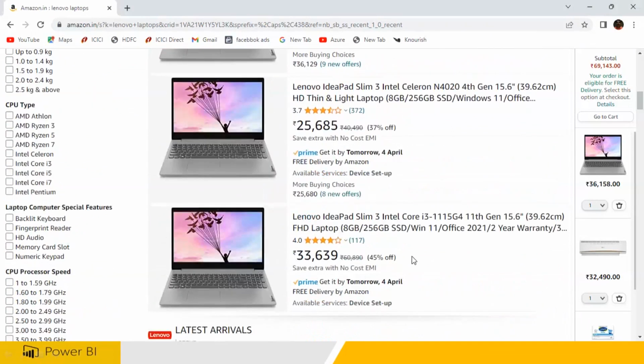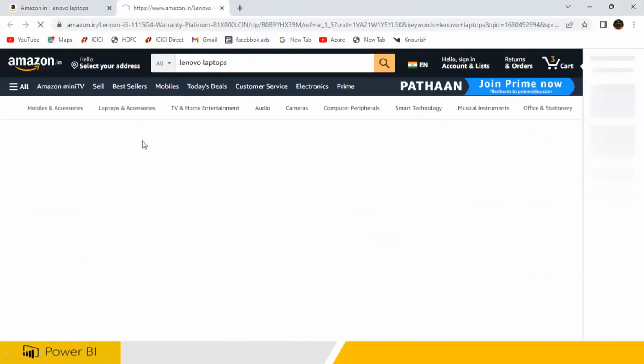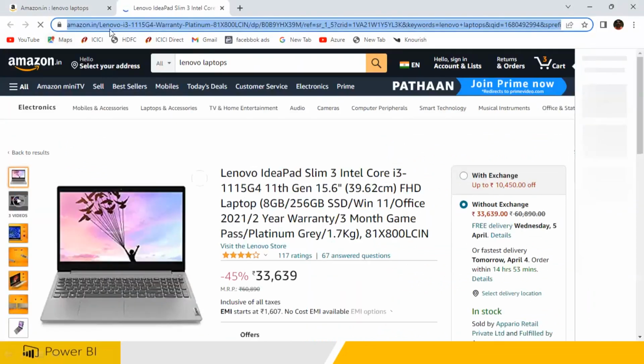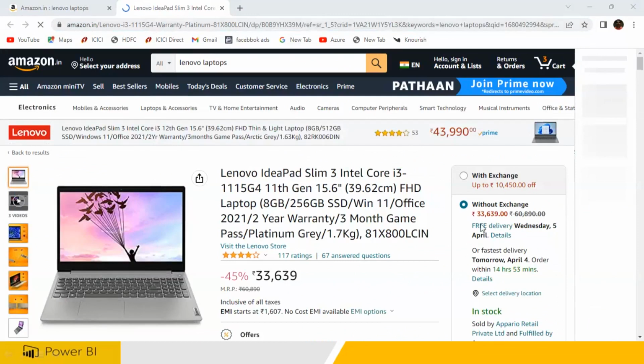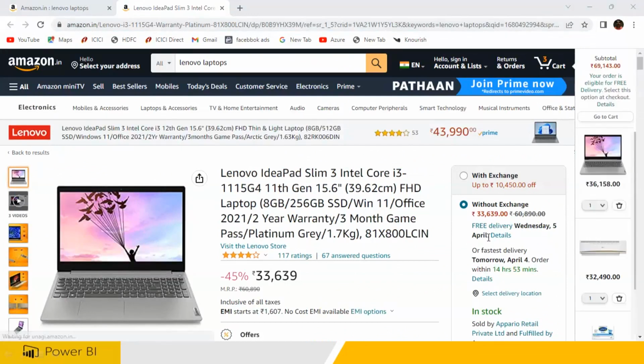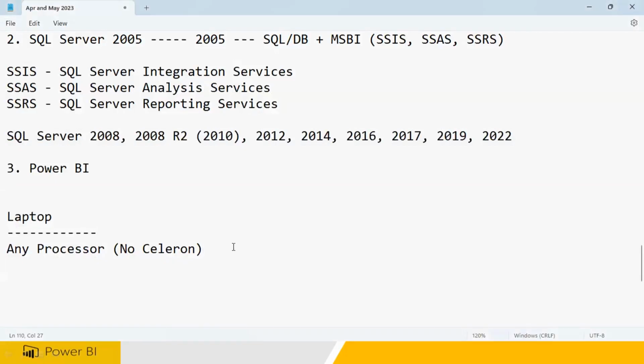You can buy AMD processors. This is also a good laptop, 33,000. So you can also buy this laptop. I'm just giving you in the chat window so people can buy this kind of laptops either online, or you can go to a hardware shop. You can negotiate. You will get a bag, mouse, everything free. But online you may not get the bag and everything. Intel i3 11th generation, 256 GB, Windows 11, and so on. Right. So remember to buy no Celeron, any other processor.